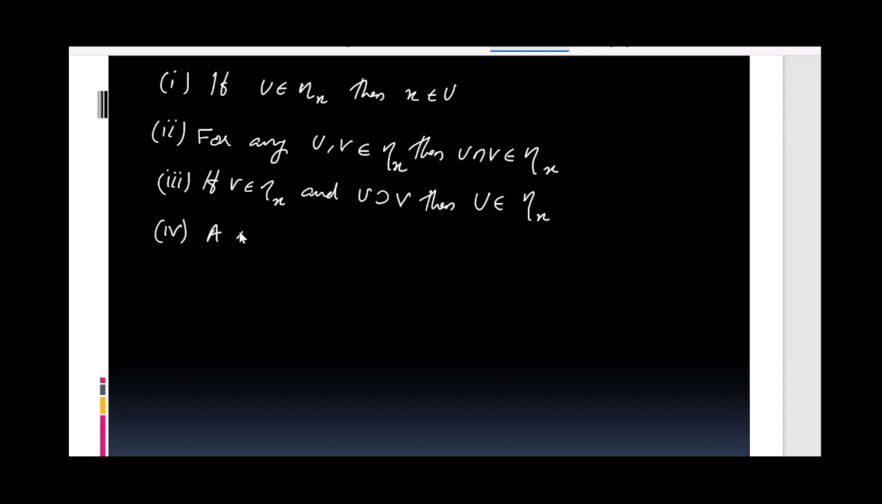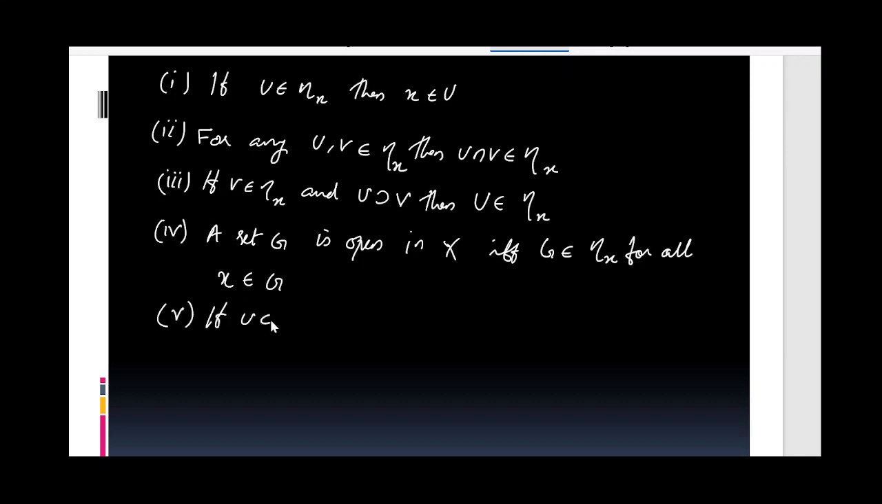Fourth one, a set G is open in X if and only if G belongs to eta x for all x belongs to G. As said, G is open in X if and only if G belongs to eta x for every x in G.